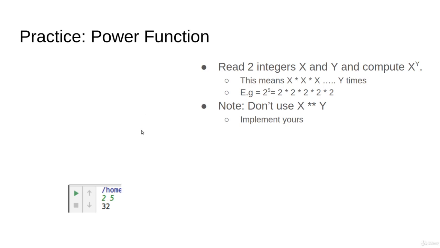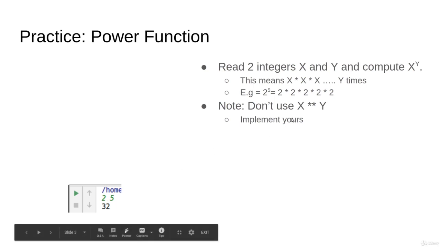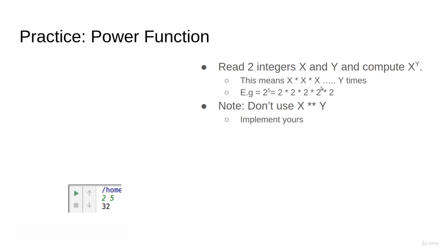Let's move to the second program, the power function. Remember, we used the power operator before, like x asterisk asterisk y, which is printing the power. If I enter the 2 and 5, 2 to the power 5 is 32. We will develop a program that computes x to the power y by ourselves, which means multiplying x, y times in itself. So 2 to the power 5 means multiply 2 5 times in itself. So try to develop this program without using the power operator.